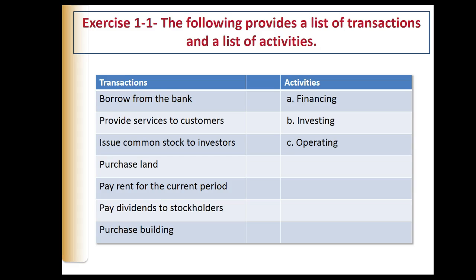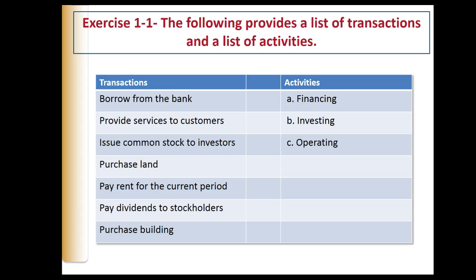So we're going to go through exercise 1.1 in the back of the chapter just so you can gain some understanding of the various types of activities. So you see here a list of transactions and a list of business activities. We're going to match the transactions with the business activities by indicating the letter that corresponds to that activity.